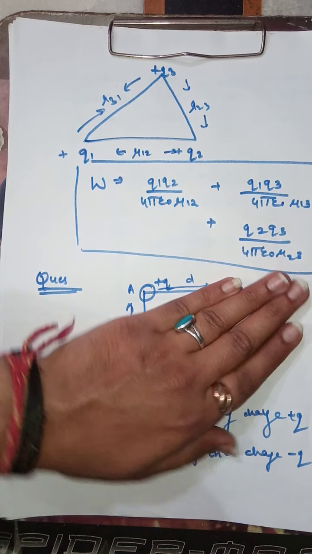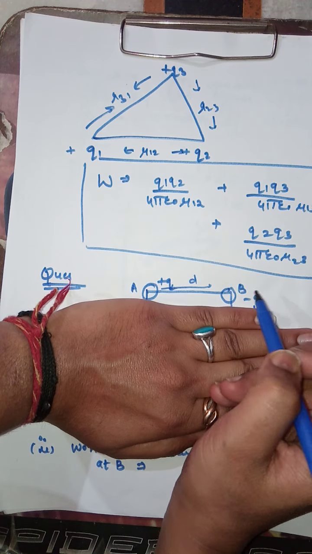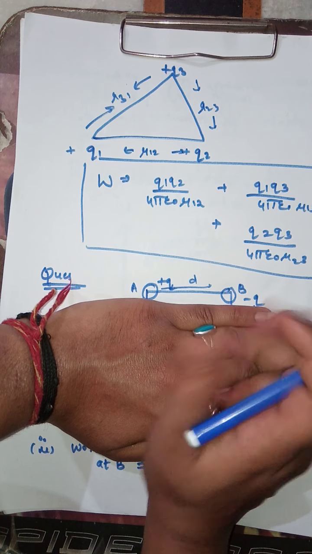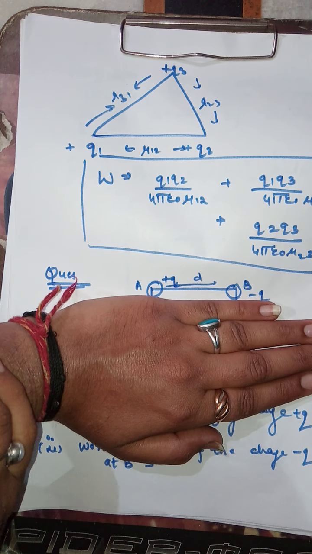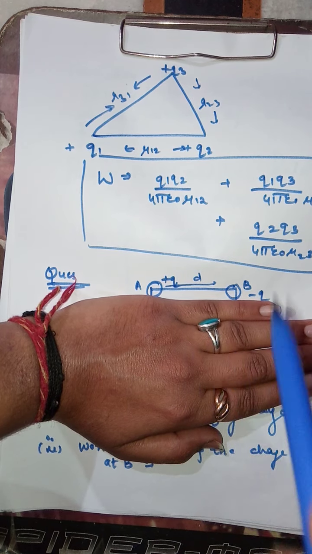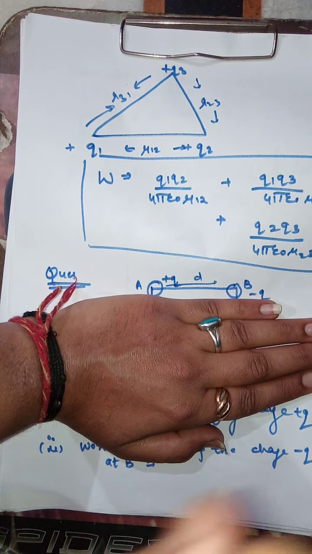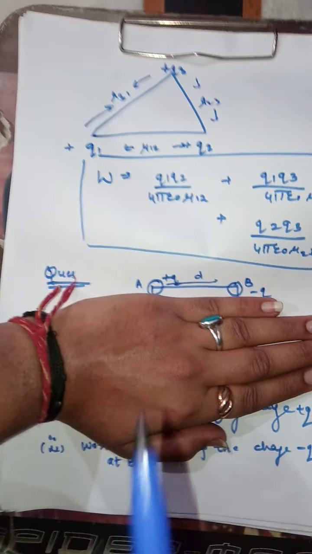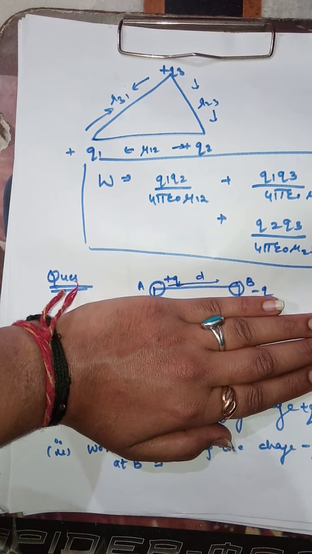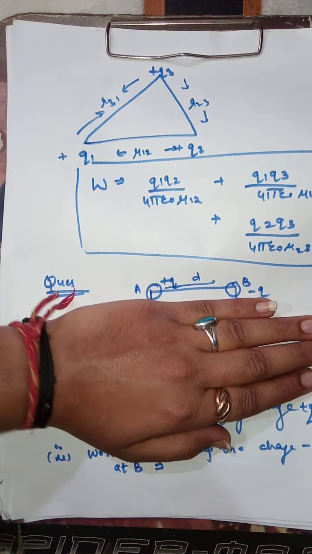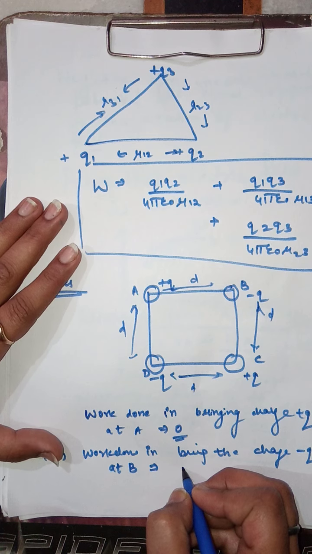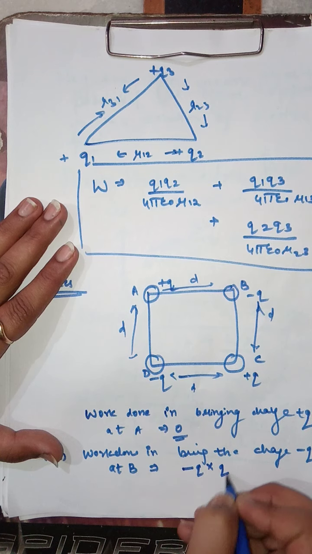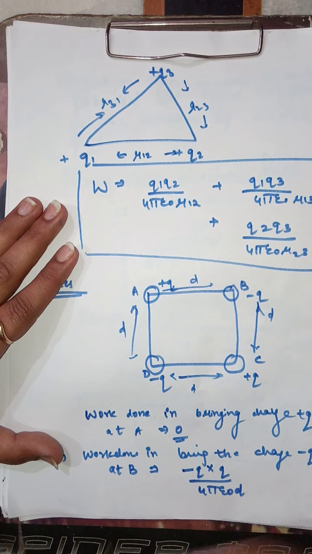Now we have placed a charge minus q at point B. And since we have a charge plus q at point A also, some work is required to place the charge at point B. And that work is given by equal to minus q into q by 4 pi epsilon naught d.